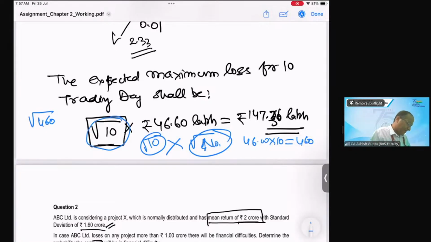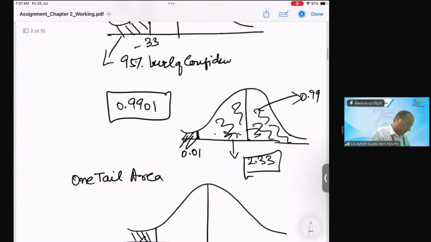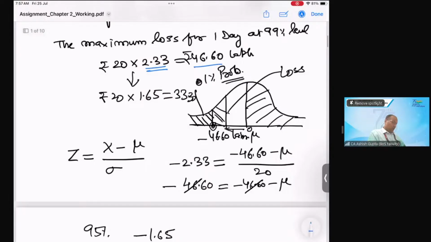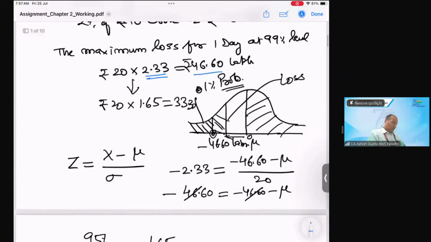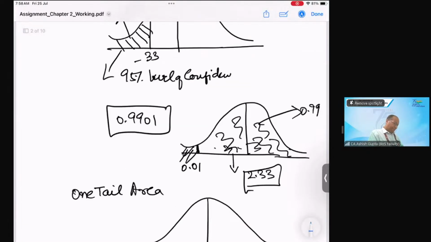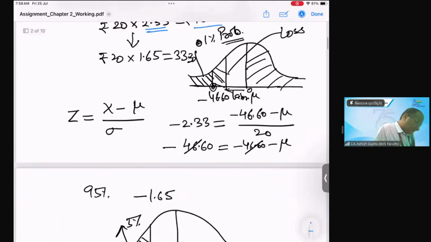One second, let me compute here. See, 2.33 will be multiplied with the standard deviation. Please remember, it will be multiplied with the standard deviation, so it will not be the square root in any case. One second, I'm committing one mistake here. My loss is not 460, my loss here is 40 lakhs.